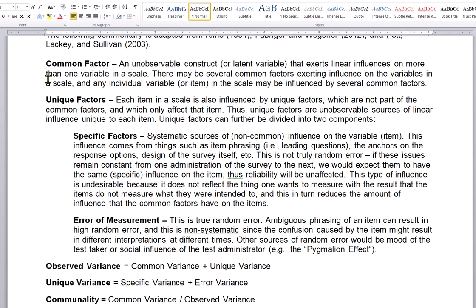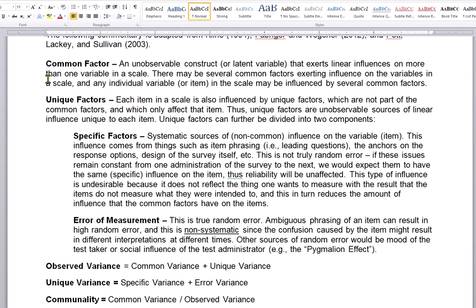Unique factors can be divided into these 2 different components, specific factors and error measurement, where specific factors are thought of as systematic sources of influence on the variable or item. And this could be something related to the wording of the item itself. So if you have an item that artificially elicits from your participants a positive response or a high score, that's something that is not attributable to the psychological construct that you're trying to measure itself, but rather it's based on the wording of the item.